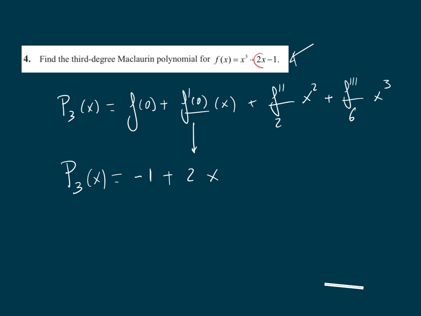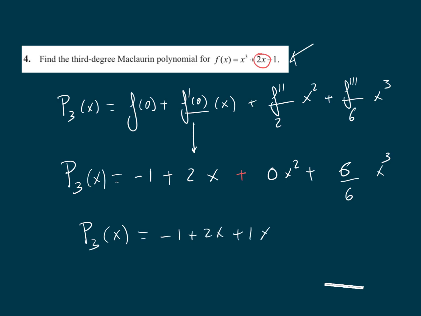Here, 2 multiplied by x, plus f second of 0 multiplied by x squared. I don't see any x squared, so 0 x squared. Plus f third is 1, divided by 6, so it is 6 divided by 6 multiplied by x cubed. So the third degree Maclaurin polynomial of this function is minus 1 plus 2x plus 1x cubed.